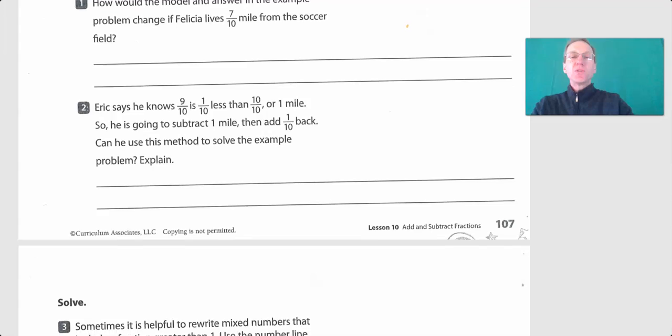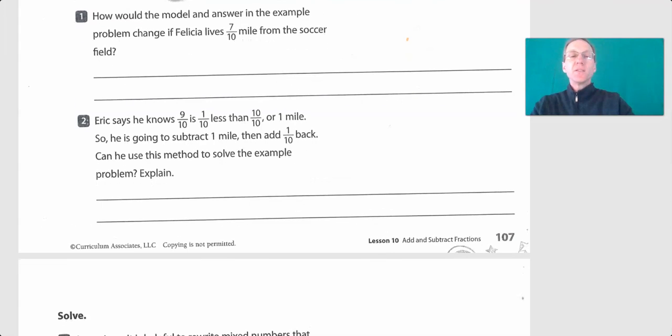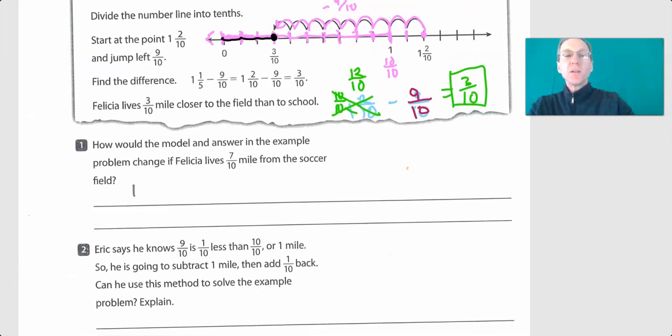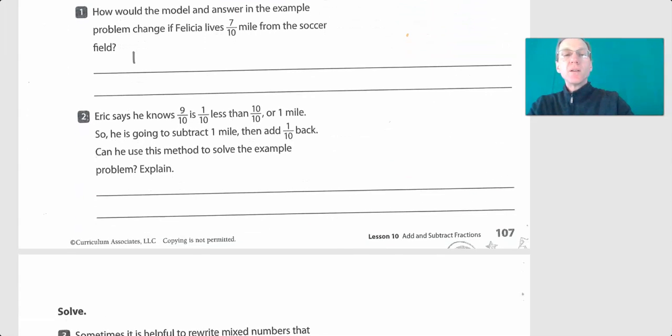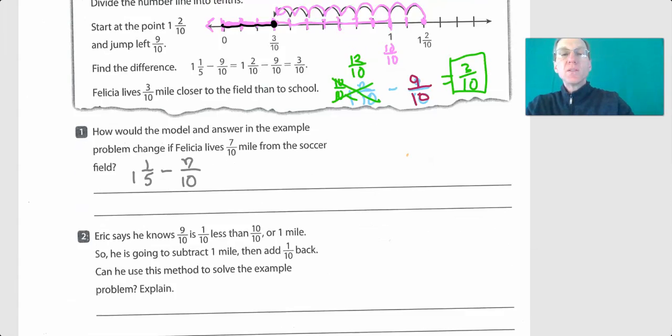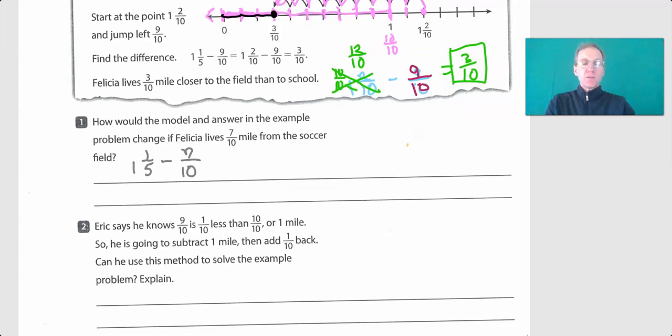Well, you would just be subtracting 7/10 instead of 9/10. You would be 1 and, sorry, got to look up here again, 1/5. 1 and 1/5 minus 7/10. Okay, so I guess what you would say here is you'd be subtracting 7/10 instead of 9/10. Okay, hold on a second here. Let me pause this.